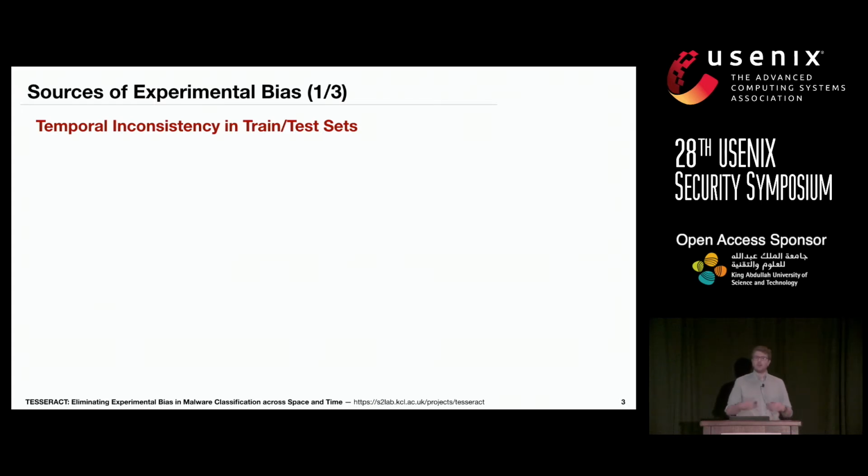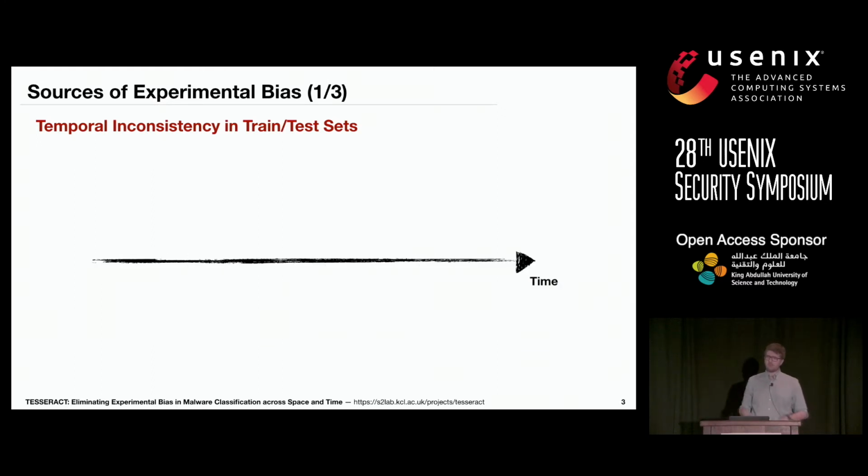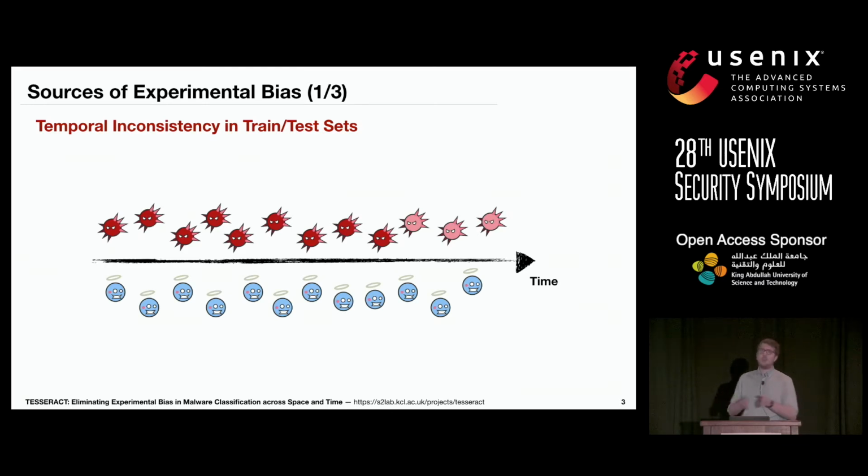talking to you about temporal inconsistency in train and test splits. Let's say that we have a timeline and some applications. Their position in the timeline represents the moment in which they were released. Above the line, we have red malware. Below the line, we have goodware represented as little angels.